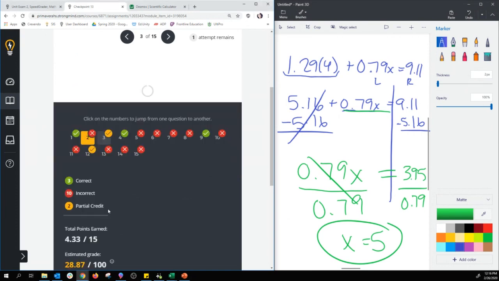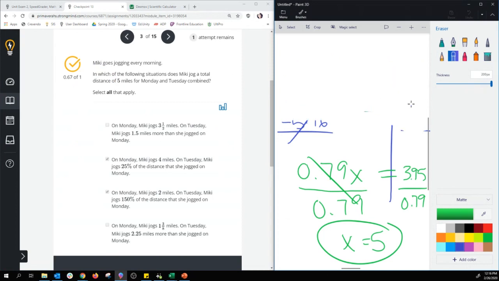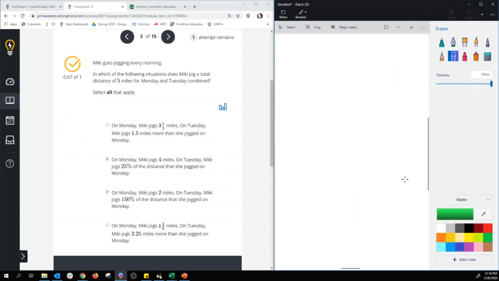Alrighty, next problem, number 3. Might be different for you, though. It's probably in a different order. All right, Mickey goes on jogs every morning. In which of the following situations does Mickey jog a combined total of 5 miles from Monday and Tuesday? So we need to figure out which one of these gives us a combined mileage of 5 miles.